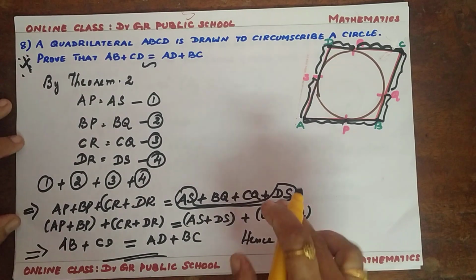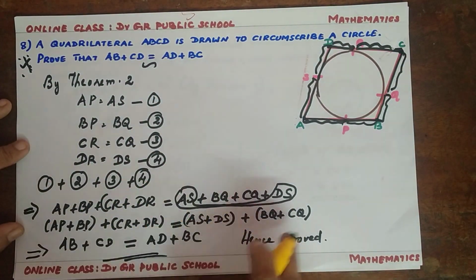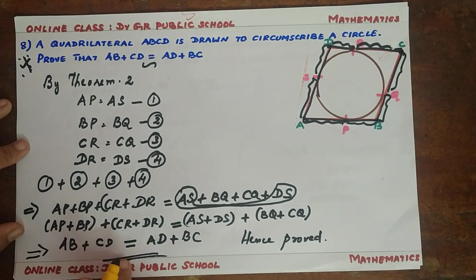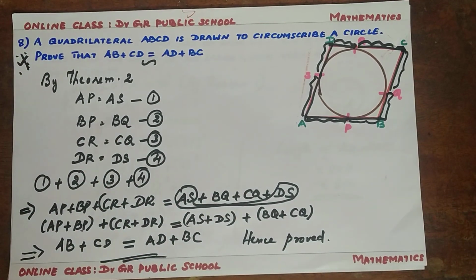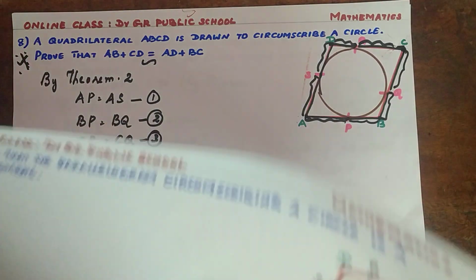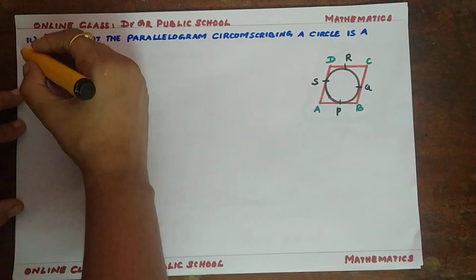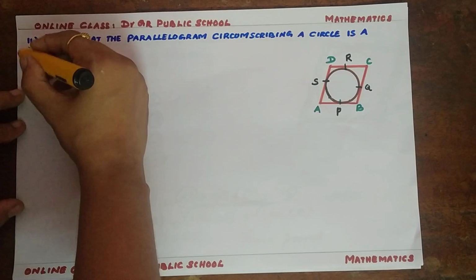Just apply theorem 2 for the points A, B, C, D. 4 equations you will get, add up, grouping them and arrange as AB plus CD equals AD plus BC. Any doubt? Okay, now let's come to another question in which I won't do the full question, but I will give a hint for you. This is also a very important question.